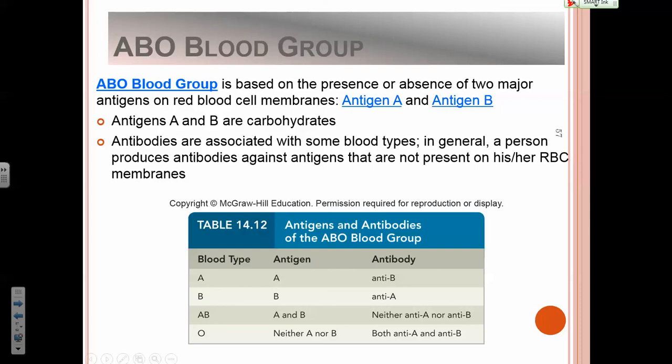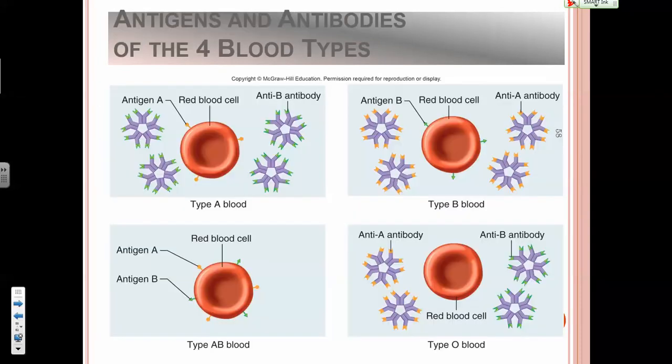Does that make sense? A person with type AB blood has both A and B antigens on each red blood cell. Because he has both antigens, he doesn't produce either of the antibodies. About half of the population has type O. That doesn't mean they have O antigens. That just means they don't have A and they don't have B. They have neither one on their red blood cells. But because they have neither antigen, they produce both antibodies. All right, so let's look at some pictures of this.